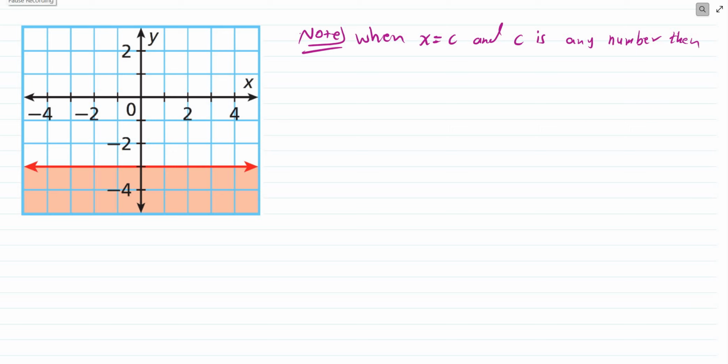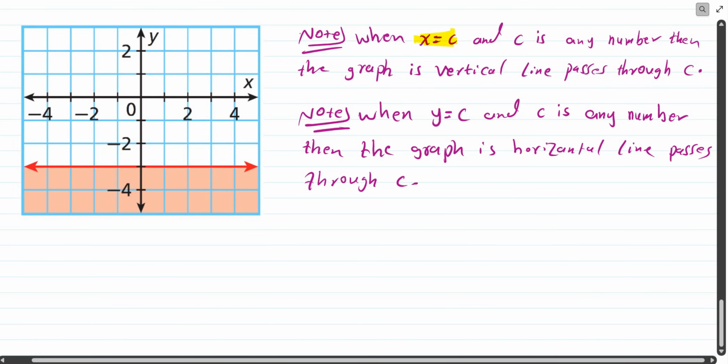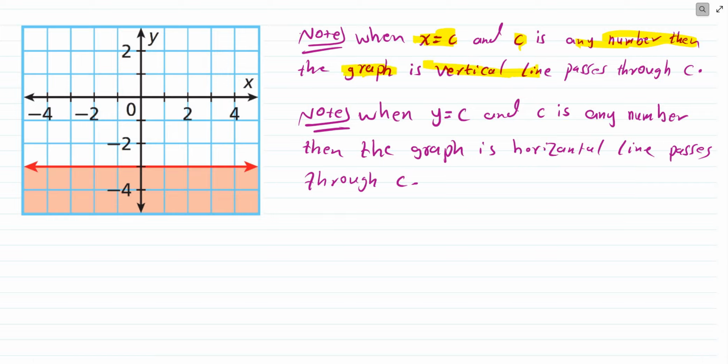the graph, dear students, I wrote both notes and I paused the video to make time. So when x equals c and c is any number, the graph is going to be a vertical line, passing through the point c. If c is 1, passing through 1. If c is 2, passing through 2. If c is 0, passing through 0, and so on. When y equals c, c is any number, of course the graph is going to be a horizontal line, like that you see on the screen. A line passing through c.